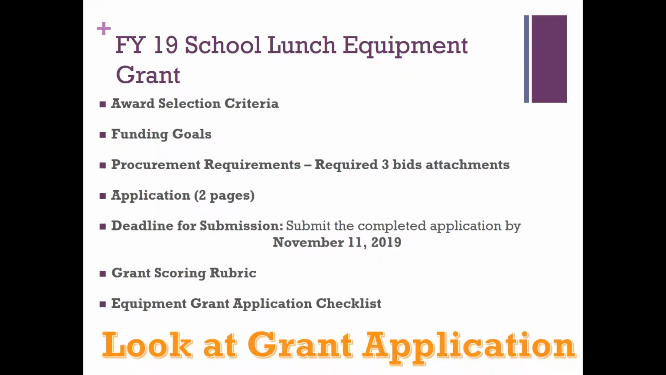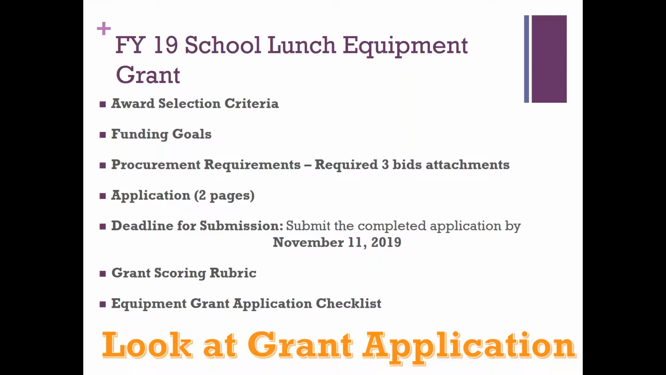In it, we will see that the key components that you would want to pay attention to are these things that are listed on this slide. First there'll be a little introduction talking about the priorities. Then it goes into award selection criteria and funding goals, which is where you want to show that your plan or your application meets those goals and criteria. It goes over the procurement requirements, the application itself, which includes the budget, or in this case, just the total equipment cost, and it's 2 pages, and that's what you really will submit if you apply for this grant. The deadline for submission and the timeline. And it gives a grant scoring rubric, or what some people call criteria.